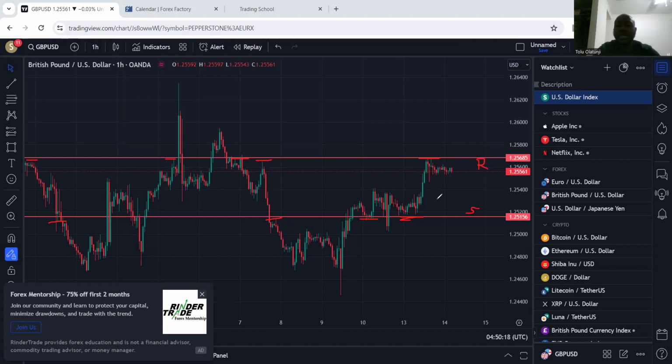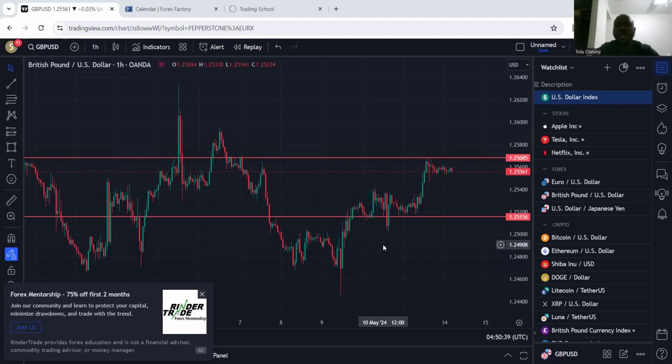For now, as we said, the market is either here or here. So we need to wait for the market to get to the resistance or the support, based on what the DXY is also saying, right? So always check the DXY.